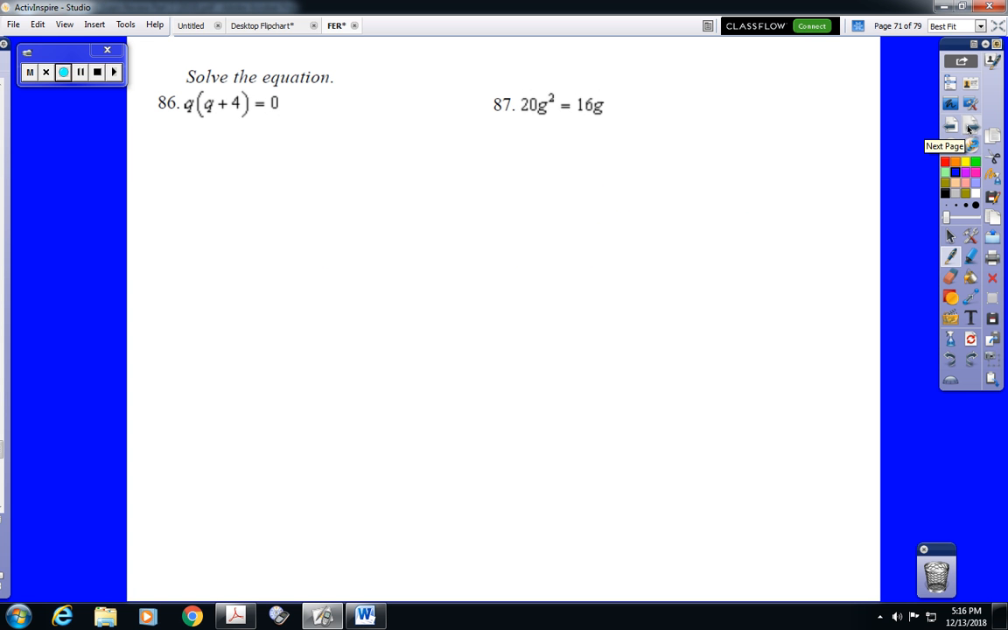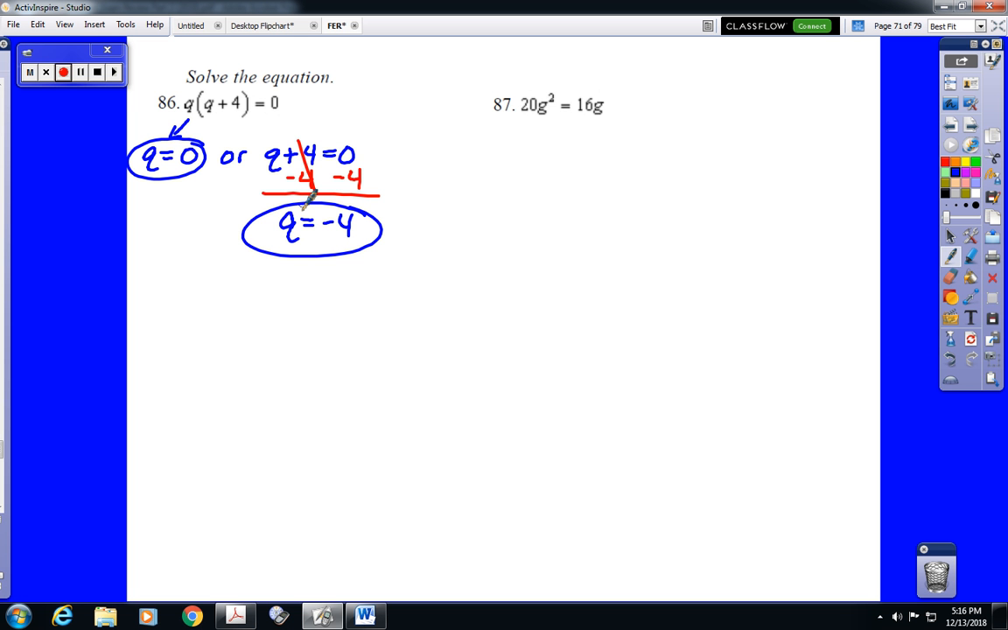Numbers 86 and 87 ask us to solve. Number 86 is set up already for the zero factor theorem. Remember, if we have two things multiplying to equal 0, that means either the first thing equals 0 or the second thing equals 0. This one's already solved, so we just circle it. First answer is q equals 0. Second answer, we would subtract 4 from each side, and we would get a second answer of q equals negative 4.